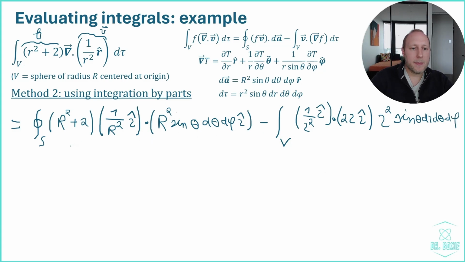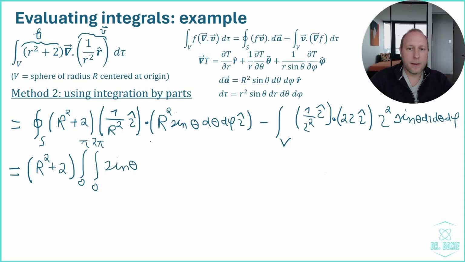And now we can calculate all of this. In the first term, the r squared in the denominator and the r squared in the numerator cancel each other out, and we can pull r squared plus 2 out of the integral, so we are left with r squared plus 2 times the surface integral, which is a double integral, over r hat dotted with sine theta d theta d phi r hat. Now r hat dot r hat is just 1, and so we're left with the double integral where theta goes from 0 to pi and phi goes from 0 to 2 pi of sine theta d theta d phi, minus the volume integral, which is a triple integral.